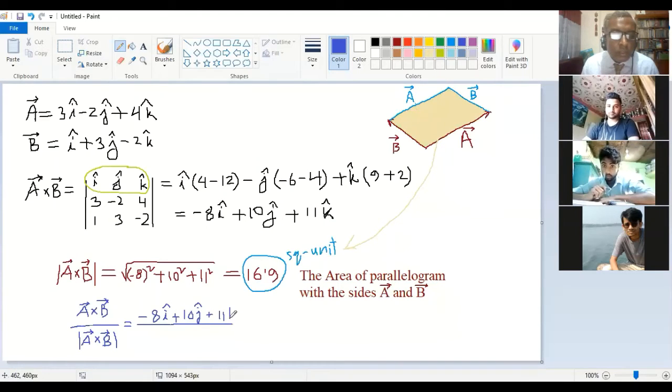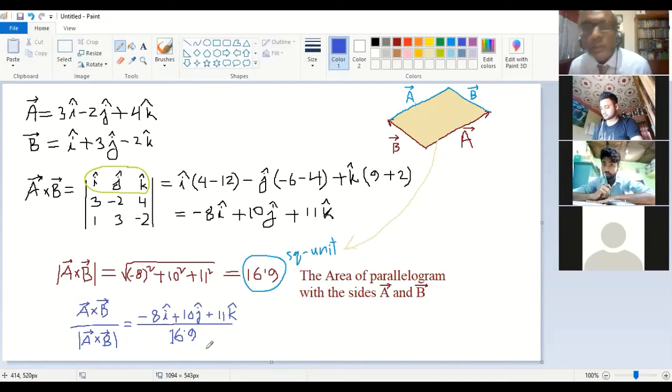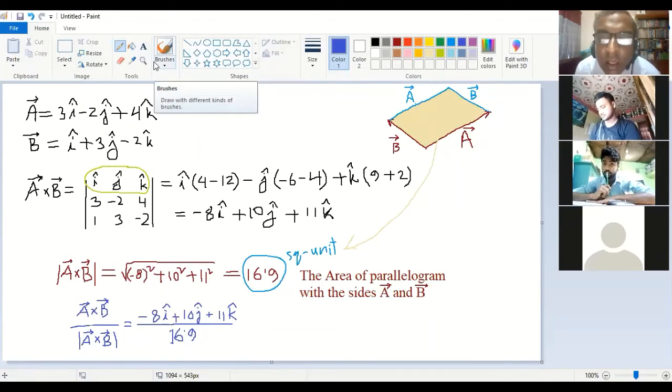So which direction will that direction go? If you divide this by 16.9, this is a unit vector, it is correct. But which direction will its direction go? Perpendicular to both of the vectors. Exactly, correct. Yes, good, very good. Faiza binte Enam, very good answer.